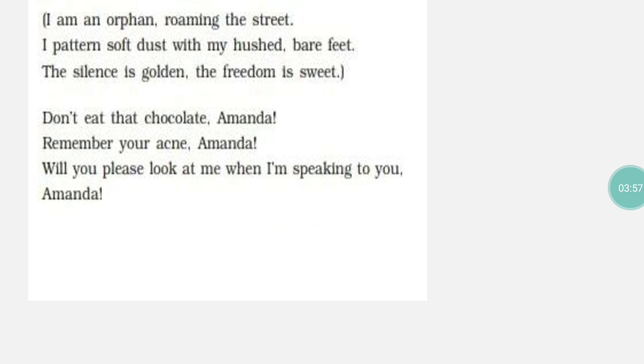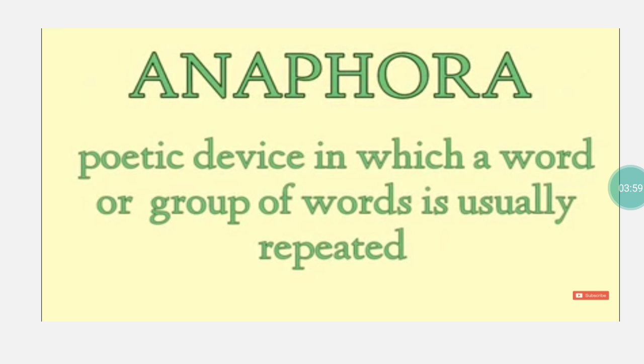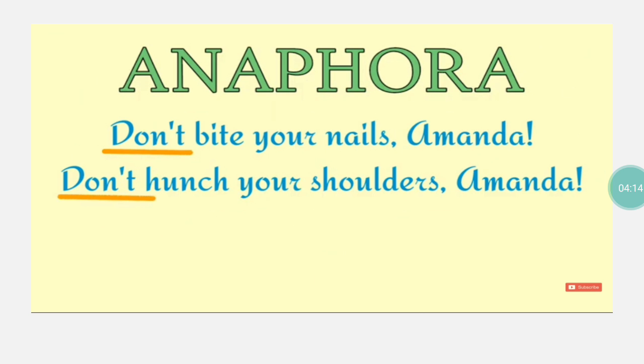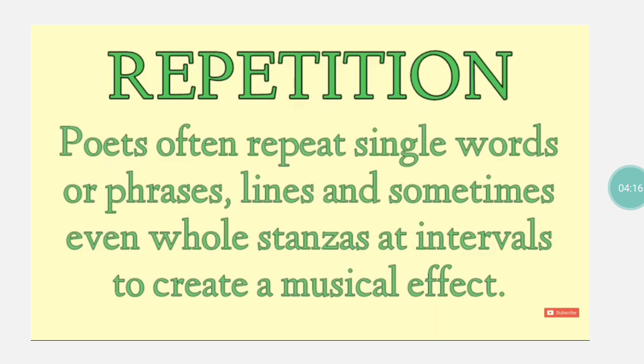So what do you mean by anaphora, children? Anaphora is a poetic device in which a word or a group of words is usually repeated at the beginning of sentences or lines or clauses to create a special effect. That's anaphora. See the example.